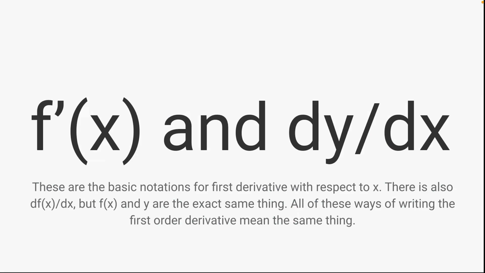f of x and dy by dx. These are the basic notations for the first derivative with respect to x. You don't need to know about first derivative, second derivative yet. I might explain that later. There's also df of x by dx, but f of x and y are the exact same thing, which I've already said. All of these ways of writing the first order derivative mean the same thing. Again, you don't need to know about higher order derivatives yet.